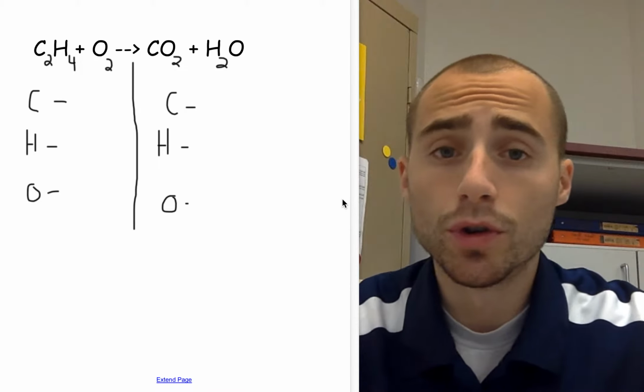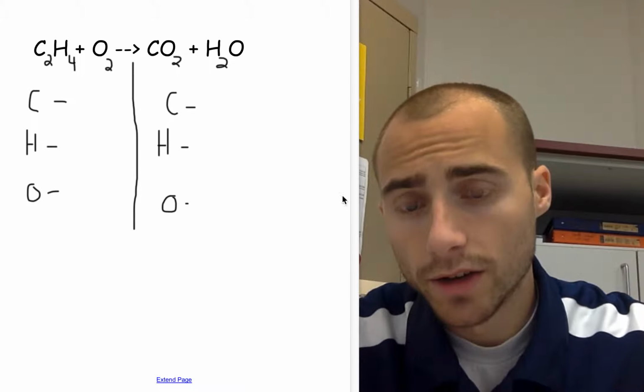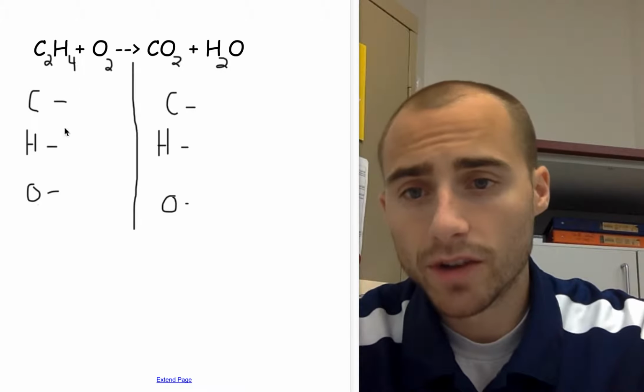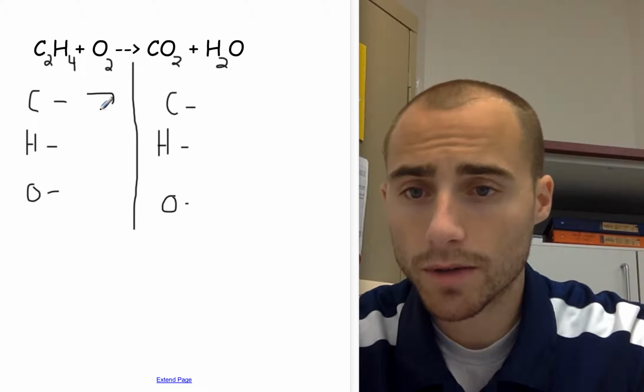This is example number 2, balancing equations. I got a little bit of a head start by setting up my two sides already, my left side and my right side. We have carbon, hydrogen, and oxygen on each side, so now we have to go through and count them. So carbon over here we have 2, yes?